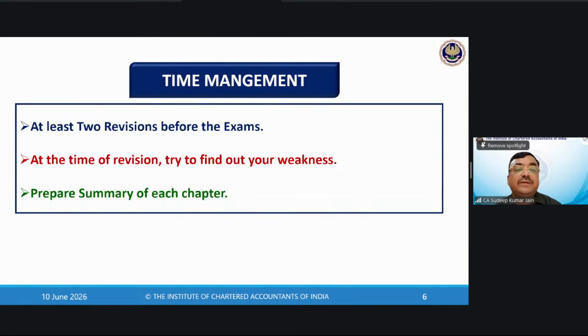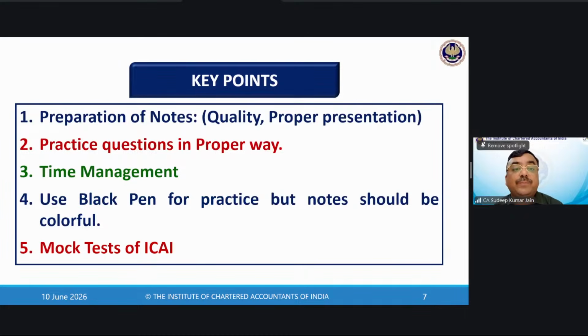So let's make a time management plan, with at least 2 revisions before the exam, so that at the time of revision you try to find your weaknesses and prepare a summary for each chapter, so that it will be easy to revise. Preparation of notes: when you make the notes, keep proper quality and proper presentation, so that at the time of the exam you should not have to ask your friend, "My notes are not clearly visible, I have some problem, please share photos of your notes."